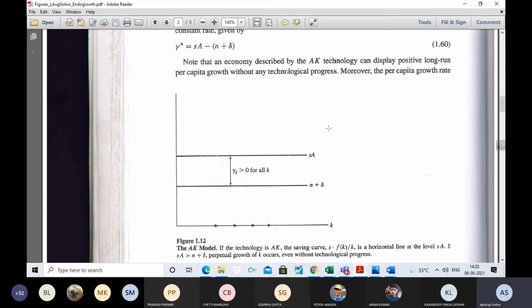So for sA greater than n plus delta, we have k dot by k to be positive, greater than 0. Now, since the two lines are parallel, k dot by k is constant. In particular, k dot by k, that is the growth rate of capital, is completely independent of k, right? So small k can take any value whatsoever, but the growth rate of small k, that is the growth rate of per capita capital, would still remain positive, no matter what value small k takes, right?